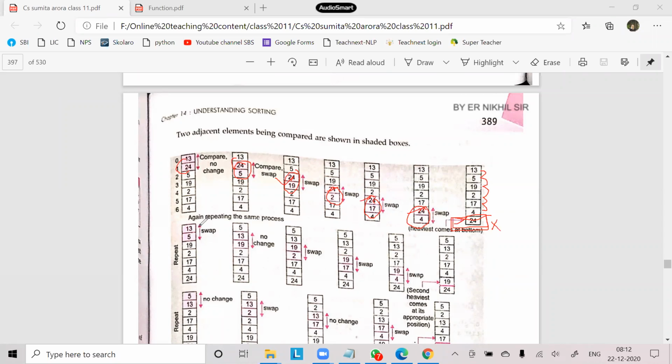If the first element is heavier than the second one, 13 5 का comparison, 13 भारी है. 13 19 no change. 19 2 yes change. 19 17 yes change. 19 4 yes change. Now these two are the heavier. अब बचे हुए steps यहाँ पे होंगे. So this is how bubble sort works.